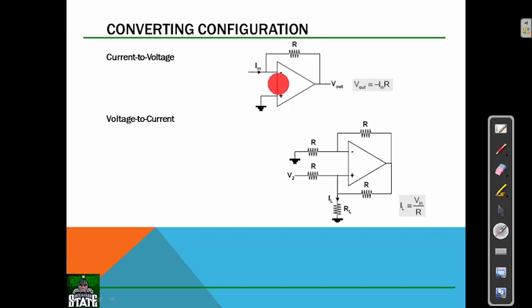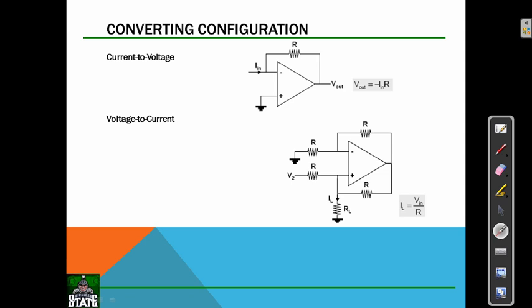Here this amplifier is a current to voltage converter. The negative terminal has the input current, and the positive terminal of the amplifier is connected to ground. Then it has a feedback resistor. The output voltage appears here. So the formula for the current to voltage amplifier is V out equals minus the input current times the resistance.